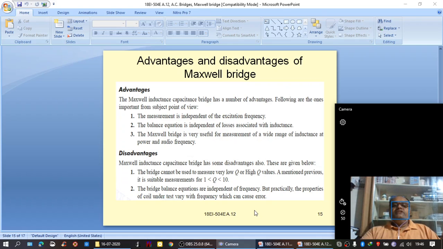Second condition, the bridge balance equations are independent of frequency, ideally, but practically the properties of the coil under test will vary with frequency, which can cause some errors. This is the drawback with Maxwell's bridge.